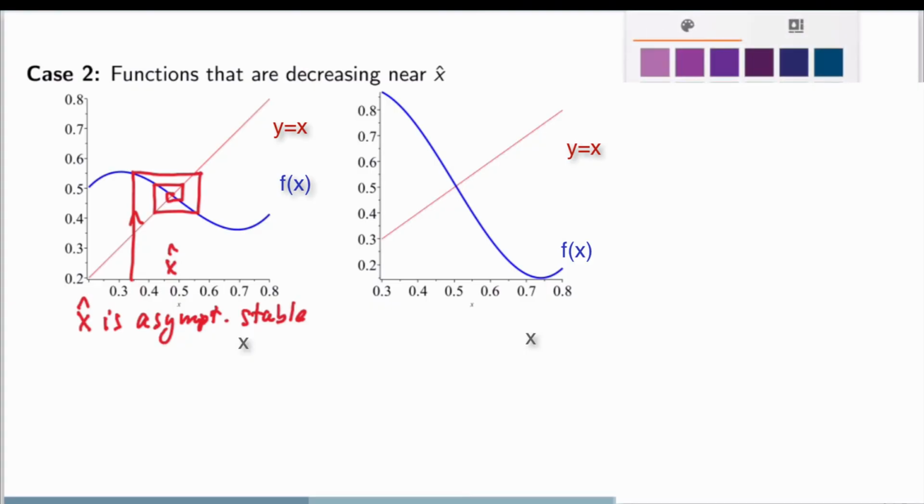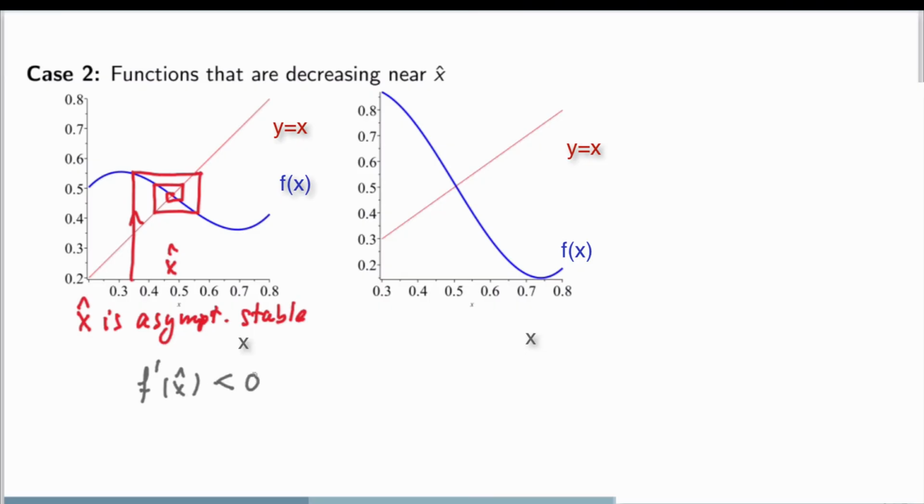Let's look at the derivative, f prime at x hat. First of all, we know it is less than 0, right? Because we have a decreasing function at the intersection point. But then it is a little bit harder to see than before. It is in fact not as steep as perpendicular to the red curve. So the slope is not as steep as -1. So in this case, f prime is between -1 and 0.